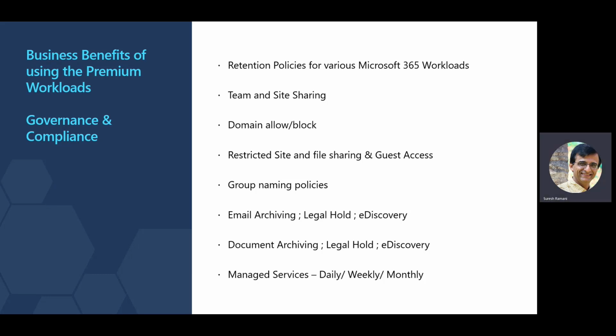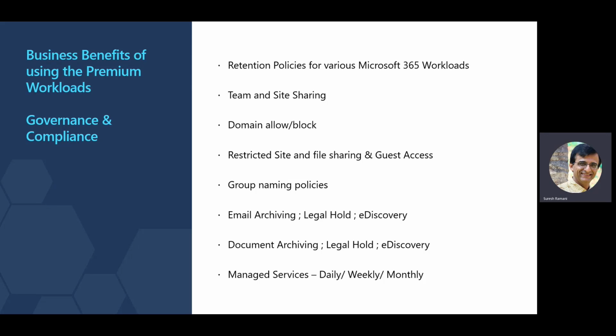Next is team and site sharing. There needs to be a governance plan in place for team and site sharing, both internally and externally, else it can lead to total chaos. Next is domain allow and block. It's possible that the domains allowed or blocked by Exchange Online Protection (EOP) or Defender for Office 365 may not be the ones that you want to allow or block. In that case, the tenant allow/block list in the Microsoft 365 Defender portal gives you a way to manually override the Defender for Office or Exchange Online Protection settings.